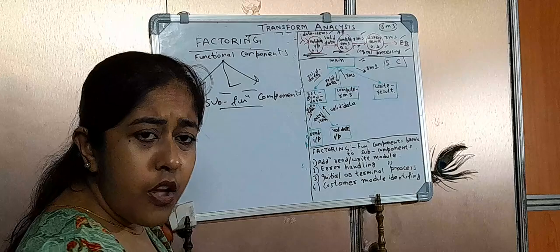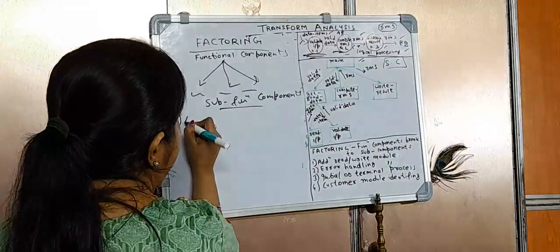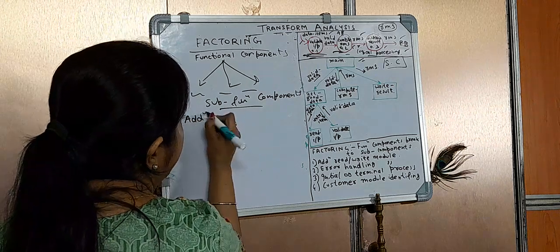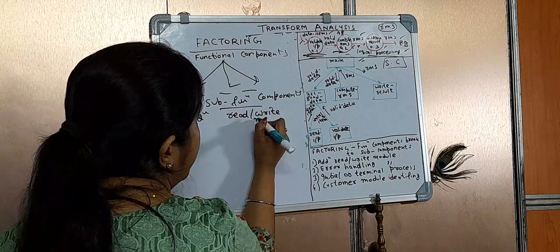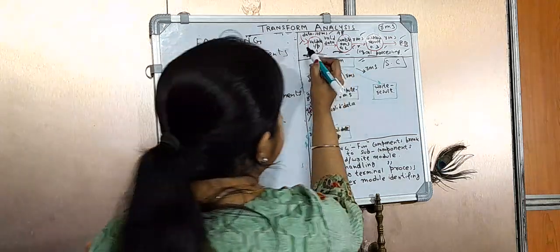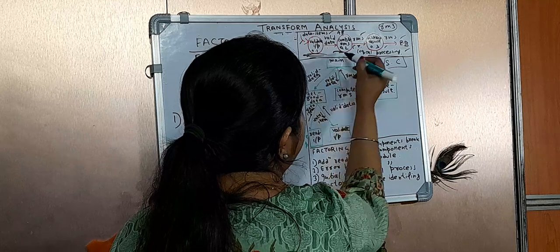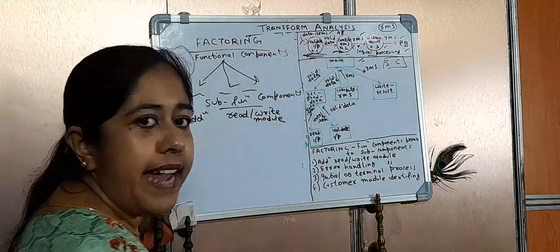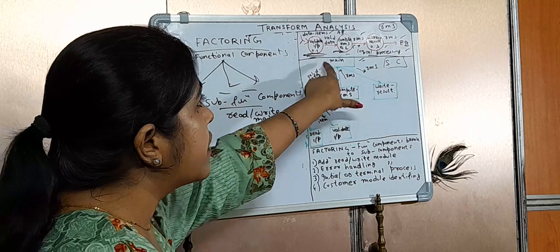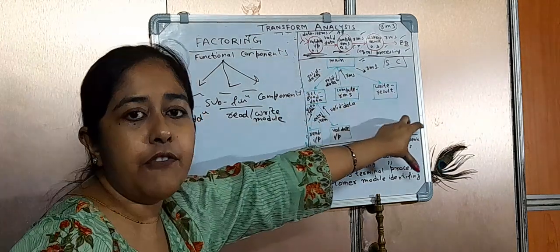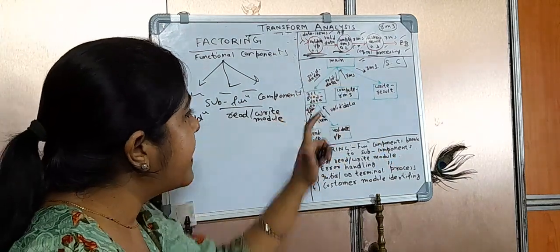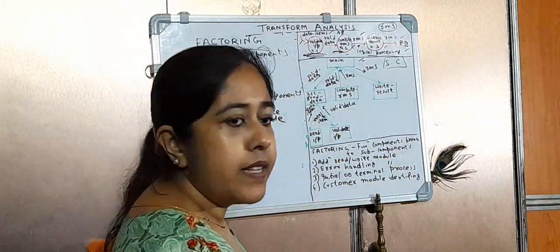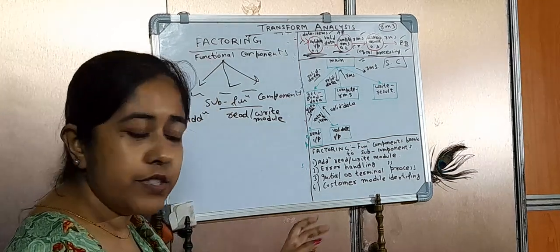Now, what do we get from this factoring? We can add read or write modules. Here you can see, you are reading some valid data, and you are writing the valid data. So from the main function I am getting these sub functions. How am I getting these sub functions? So I am making reading and writing modules.